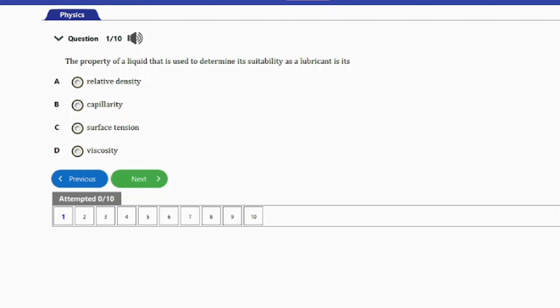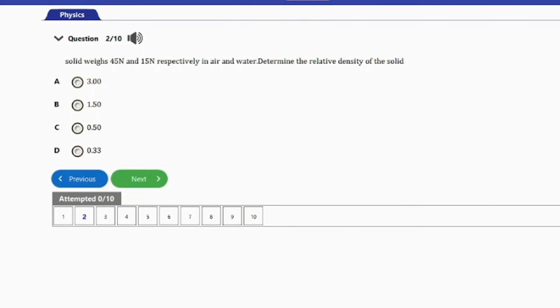It says, the property of a fluid that is used to determine its suitability as a lubricant is its A. Relative density, B. Capillarity, C. Surface tension, D. Viscosity. So guys, the answer to this question is option D, and that's viscosity. Viscosity is a measure of a fluid's resistance to flow, and that's it for this question. So let's go ahead and consider the next question, guys.